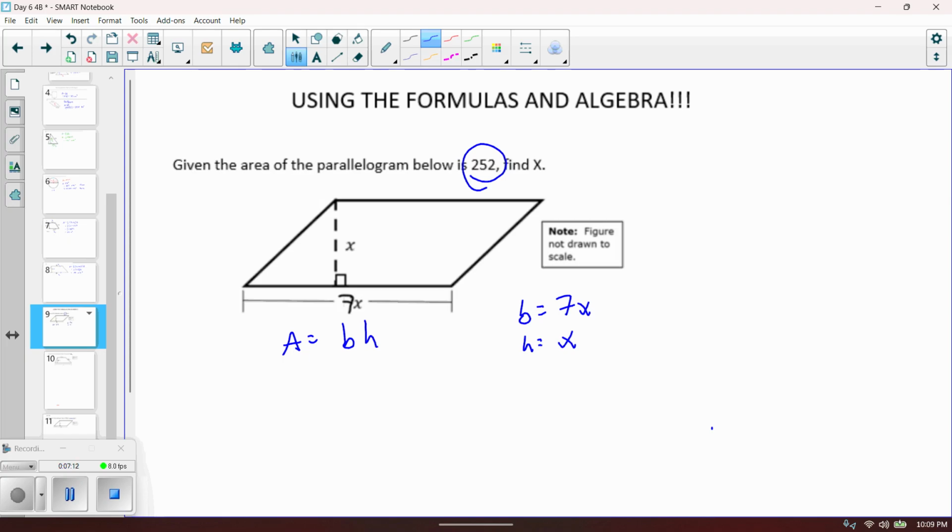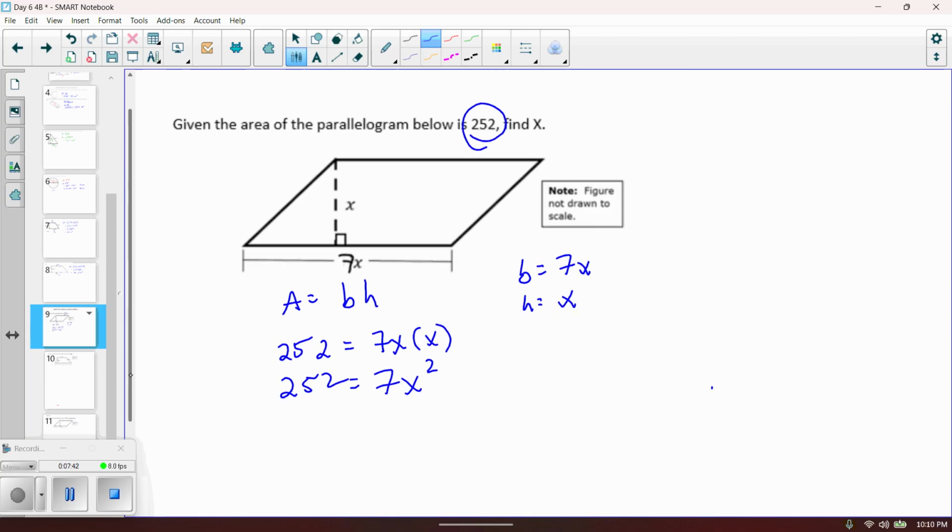So we're going to plug all those things into our equation here. Area is 252. The base is 7x. And the height is x. So now we have a way to solve for x. So 7x times x is 7x squared. 252 is still just 252.